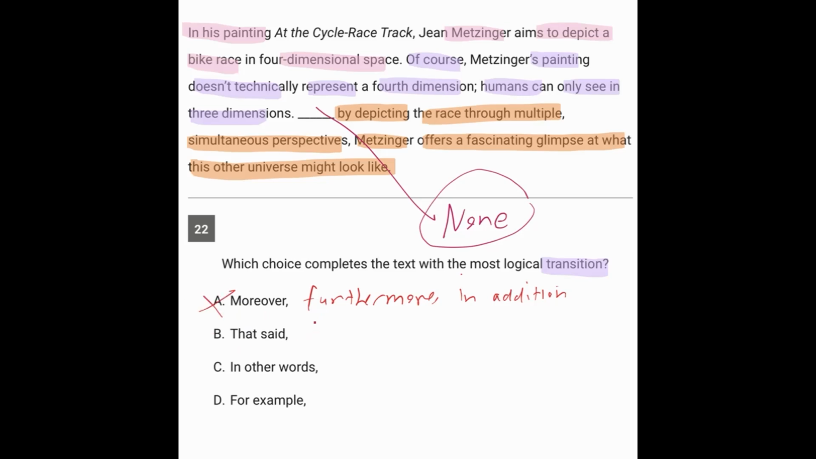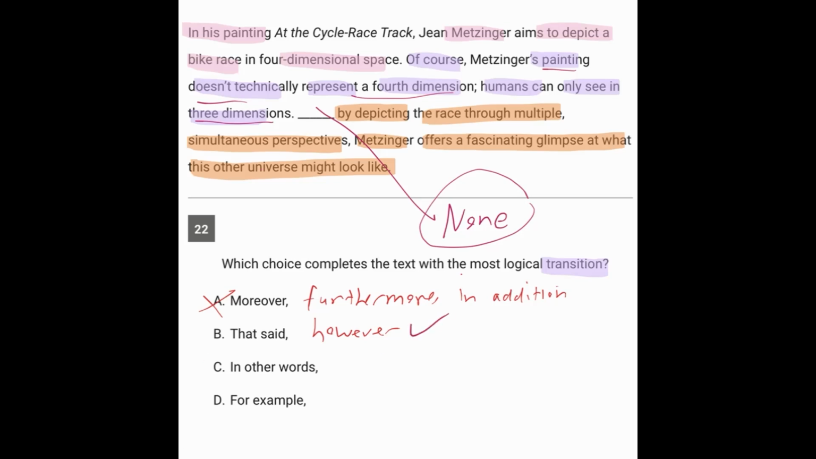Now, that said can often be used like a however. And could a however fit here? I think it actually might, because the text says the painting doesn't actually represent a fourth dimension. It's really only possible to see three. However, by depicting it through different perspectives, this offers a glimpse at what that might have looked like. So I can kind of see a however going there. So let's save that one.